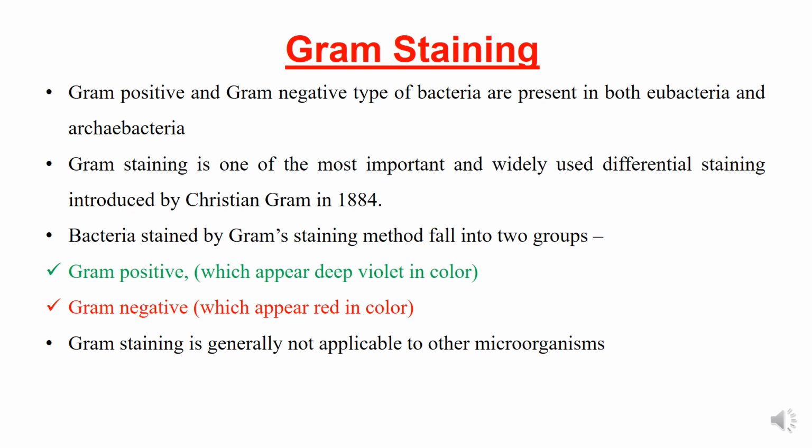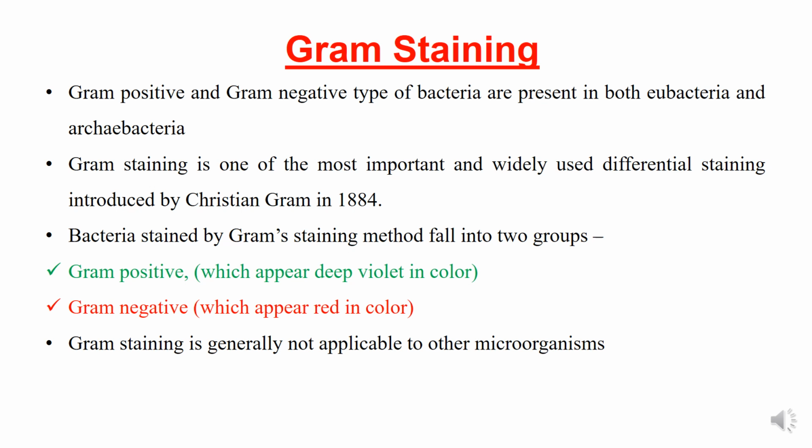that is the Gram staining technique. This technique was developed by Christian Gram in the year 1884. Here we use chemicals like crystal violet to differentiate the bacteria. Both gram positive and gram negative bacteria are present in eubacteria and archaebacteria.